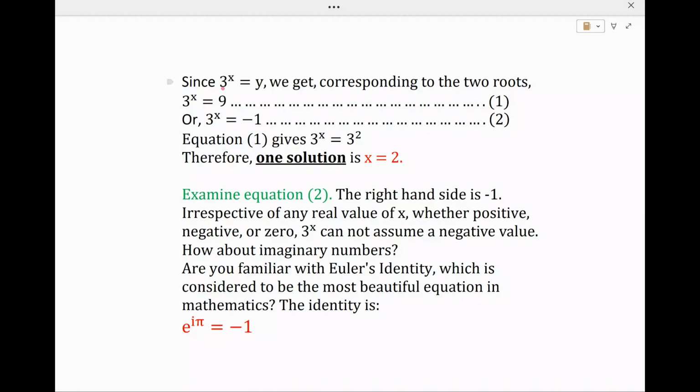Since we have taken the substitution of 3 to the power x is equal to y, corresponding to the two roots we just now found, we get 3 to the power x is equal to 9 or 3 to the power x is equal to minus 1. The first equation gives 3 to the power x is equal to 3 squared, because 9 is equal to 3 into 3. Comparing the two sides of this equation, we get x is equal to 2.